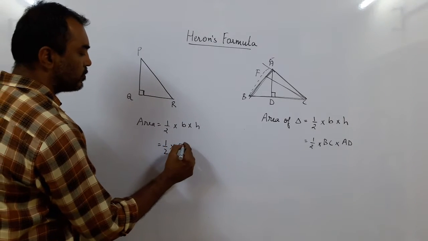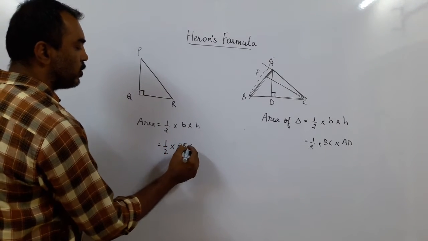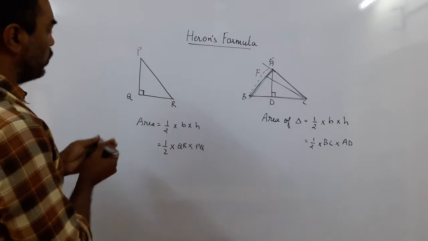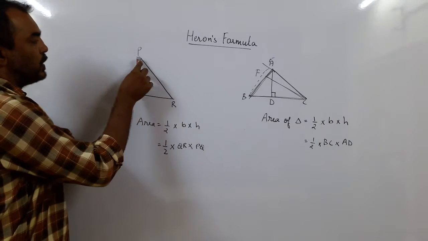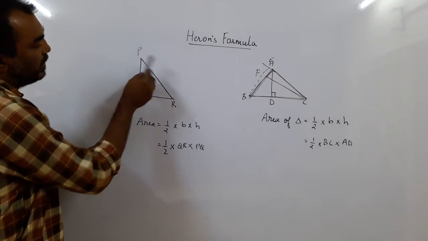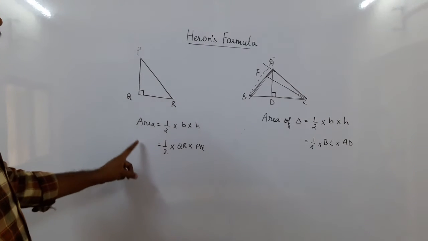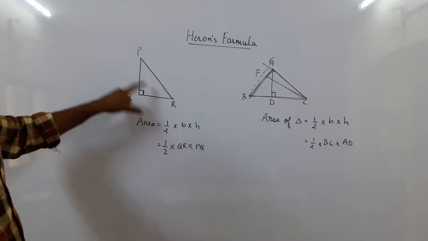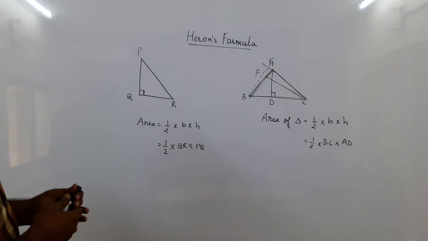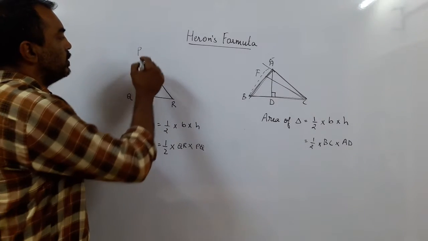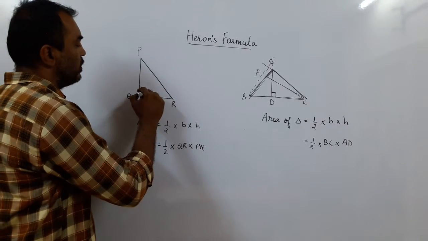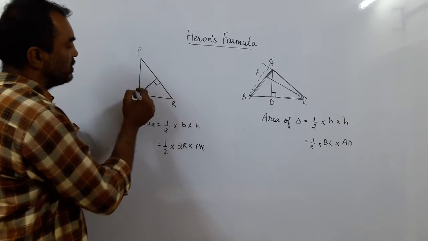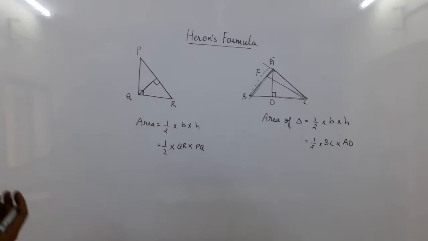So here, if you take QR as the base, then PQ is the altitude. If you take QR as the base at 90 degree, you get PQ as the altitude. If you take PQ as the base, then QR is the altitude. In both cases, half QR into PQ. So in a right angle triangle, these two sides themselves, one is the base, one is the altitude. If you want to know the hypotenuse, then you will have to take this as the base and this as the altitude. So that depends upon the kind of triangle we take.